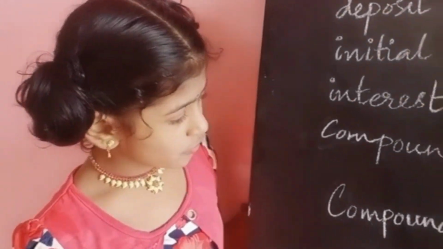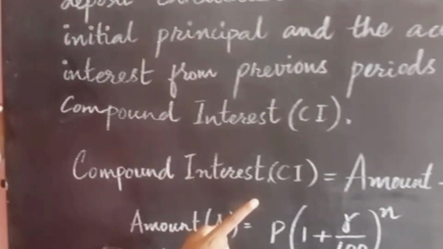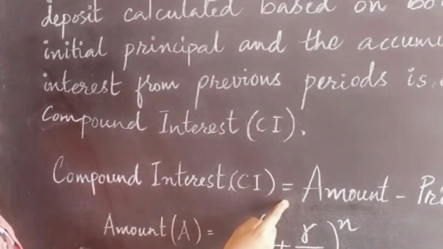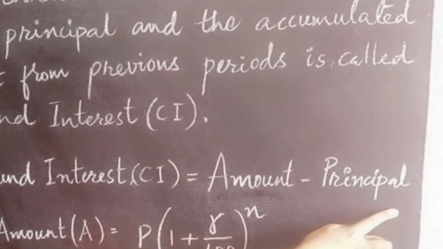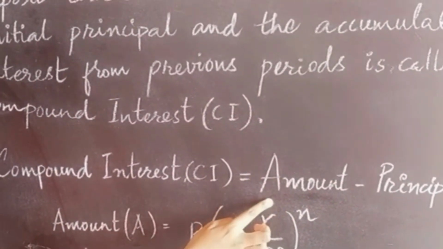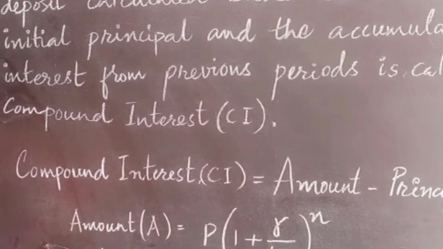So what is the difference between simple interest and compound interest? In simple interest, the principal and interest will be the same for every year. But in compound interest, principal and interest change. So for finding compound interest, there is a formula, which is amount minus principal. In every question, they'll give us principal, but they won't give us amount.